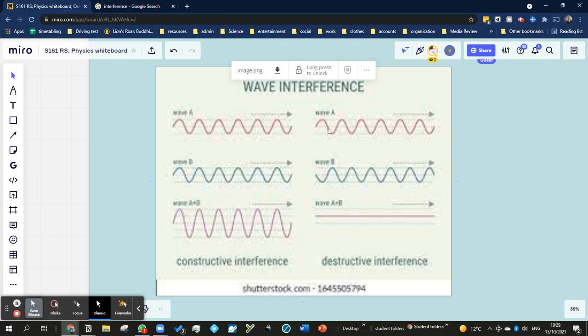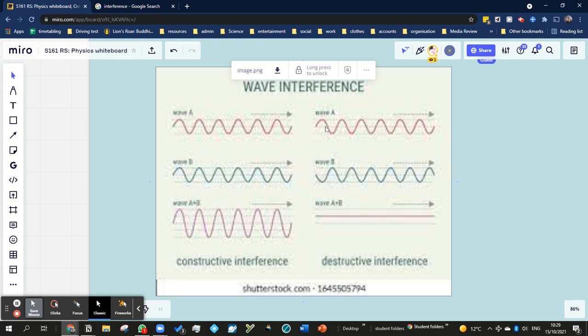Meanwhile, the one on the right is destructive interference, and again, they've got the same frequency, and both of them have the same amplitude as well, wave A and B, that is. But in destructive interference, they're out of phase by 180 degrees, so half a wavelength or half a time period. So when this is on a peak, that's on a trough. When that's on a trough, this is on a peak.